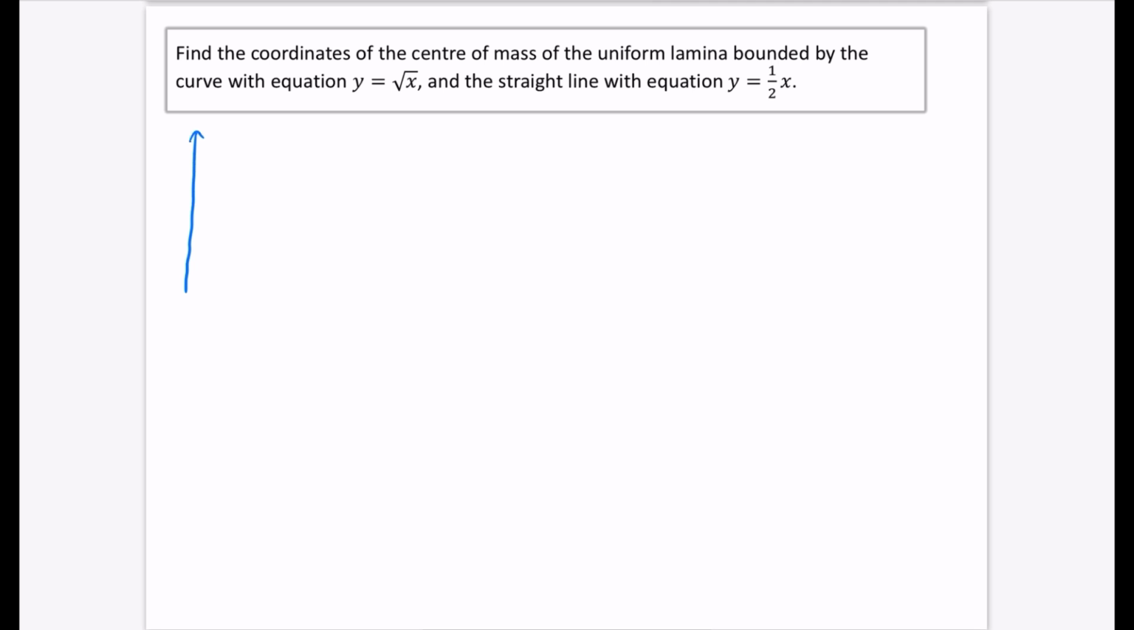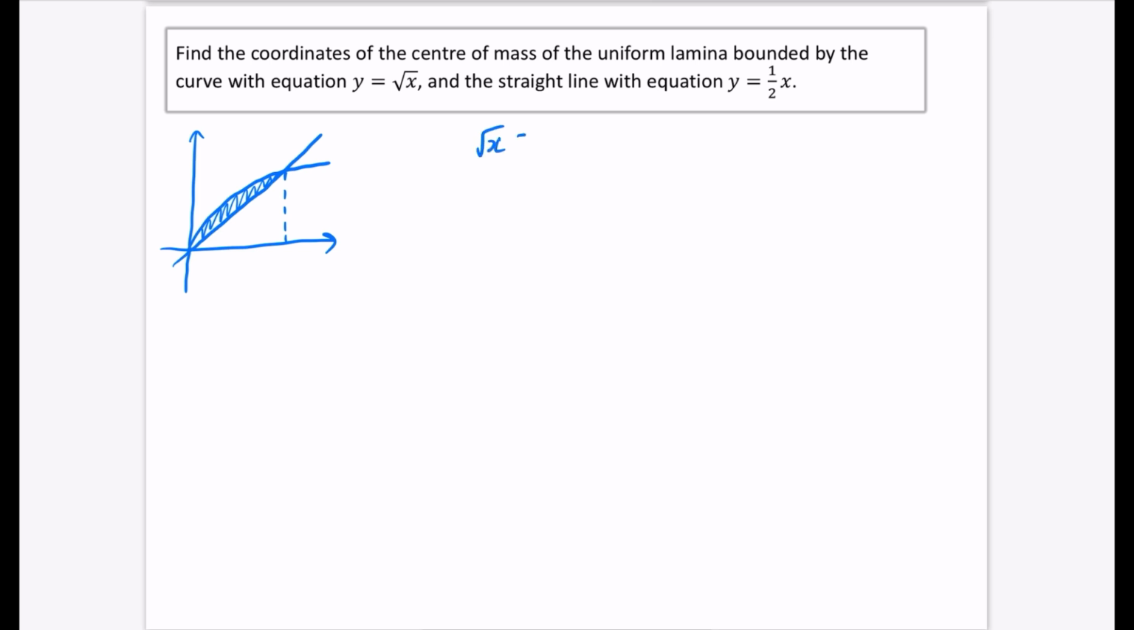So I'm going to begin by doing a sketch of what is going on here. Now y equals root x we know is this kind of shape, and then y equals a half x is going to be a straight line that looks like this. So the thing that we're interested in is the centre of mass of that lamina that we've got there. Obviously, these two branches are not going to be very useful. I think probably the first thing that I want to do is find out what that intersection point is going to be.